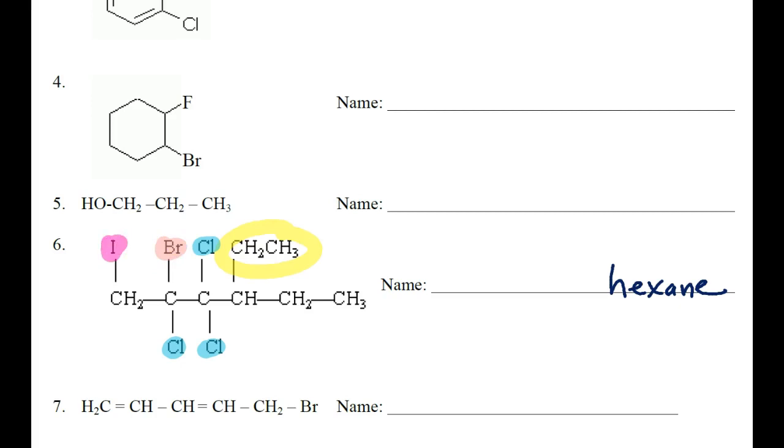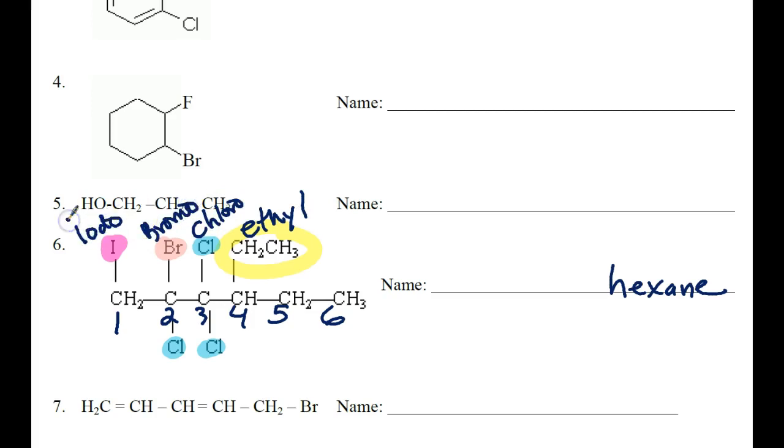So let's try this. We got the hexane, and I think we want to number it left to right. 1, 2, 3, 4, 5, 6. And we have to alphabetize. So that is ethyl. That's chloro. That's bromo. And that's iodo. What goes first? A, B, C. So bromo goes first. Bromo's on 2. I'm not going to be able to fit this all in here. Let's start up here. 2-bromo, A, B, C.